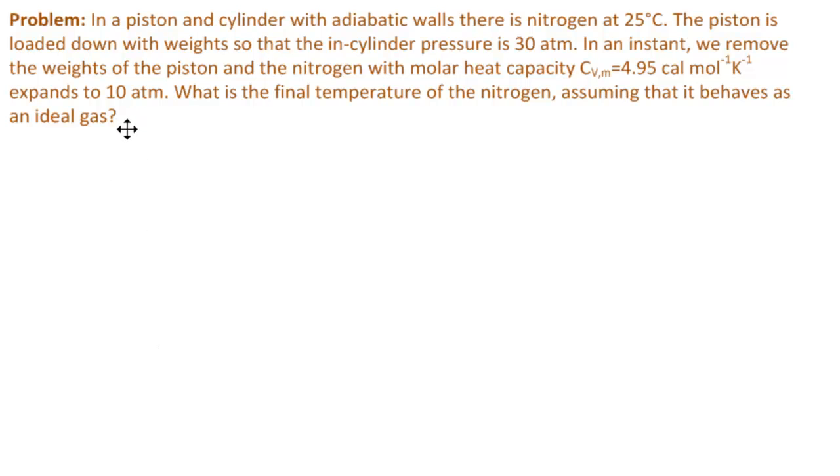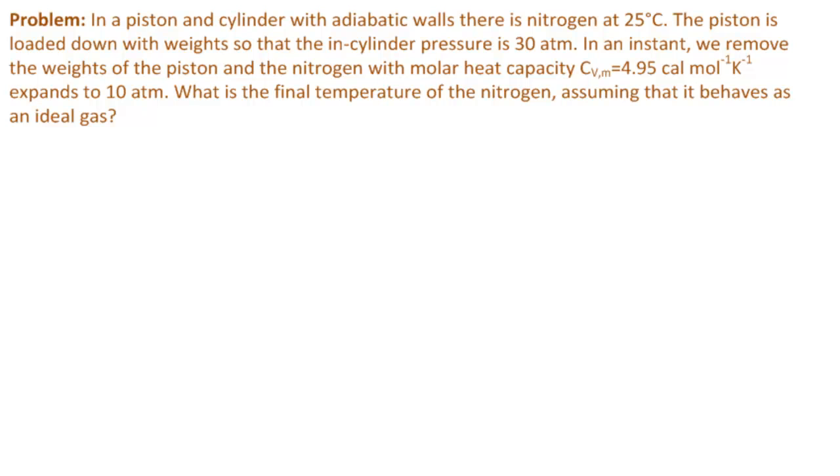Okay, we know the problem. We're in a piston and cylinder with adiabatic walls, and there's nitrogen at 25 degrees centigrade. The piston is loaded down with weights so that the in-cylinder pressure is 30 atmospheres. In an instant, we remove the weights of the piston and the nitrogen, with molar heat capacity CVM equal to 4.95 calories per mole Kelvin, expands to 10 atmospheres. What is the final temperature of the nitrogen, assuming that it behaves as an ideal gas?